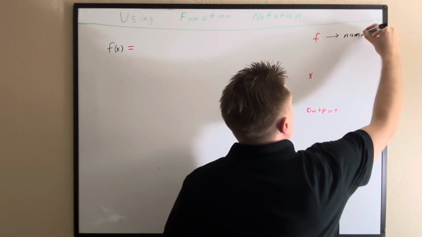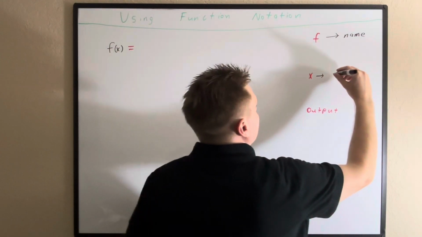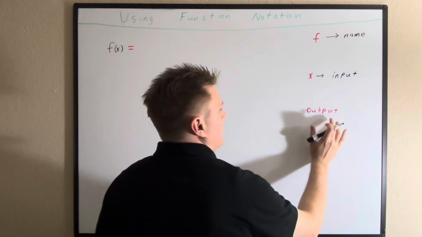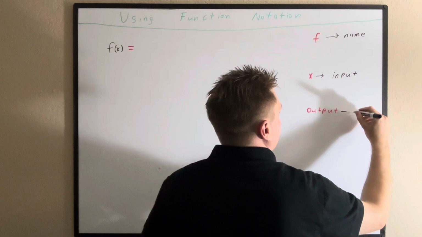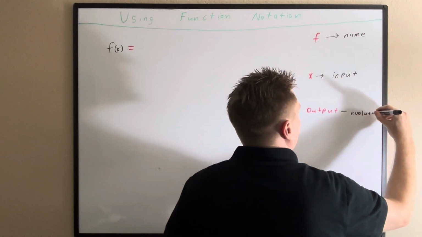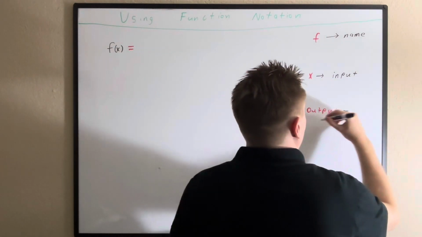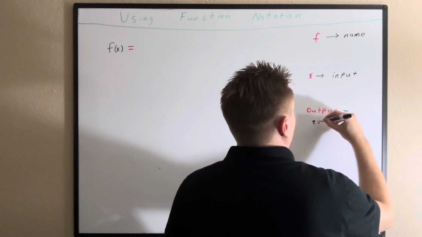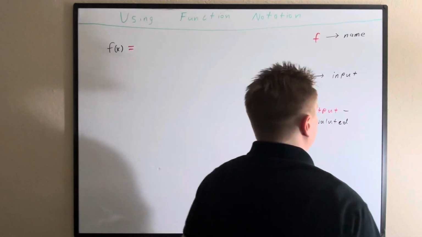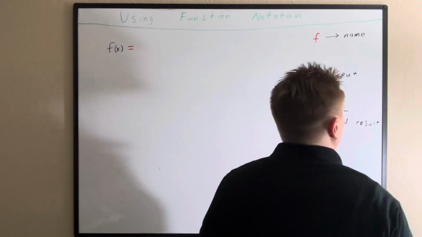It's f, all right? So what is x? X represents the input of the function. And the output is after it's been evaluated. If I can spell evaluated. It's the evaluated result. Let's just put that for now.